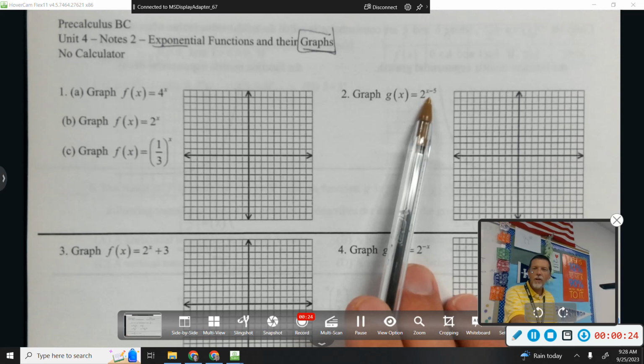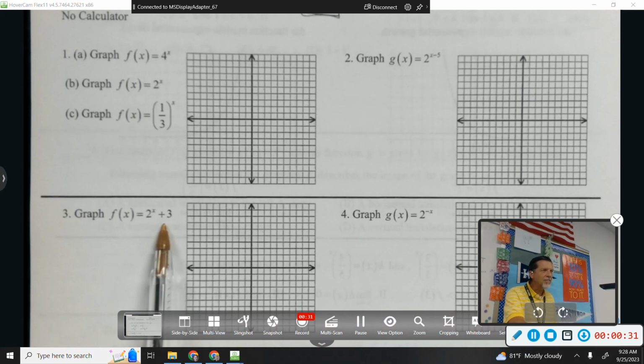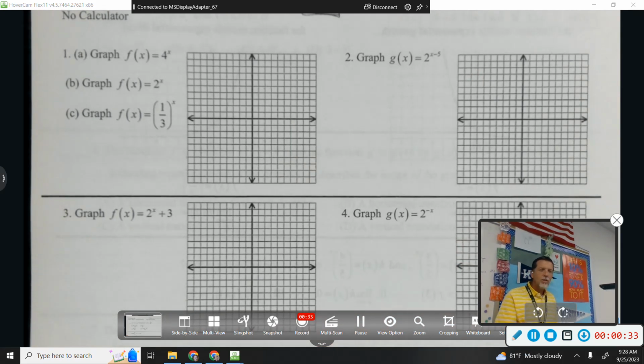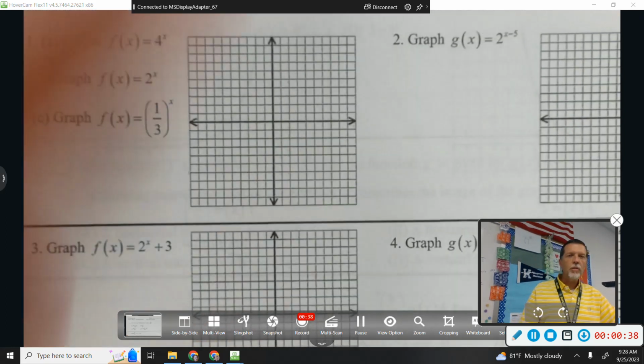Like, so you probably already know, looking at number 2, what x minus 5 does to the graph, what a plus 3 of the n does to the graph. So hopefully you know your transformations well. We just need to focus on what the parent function looks like.